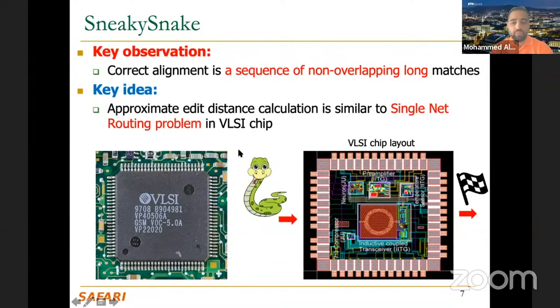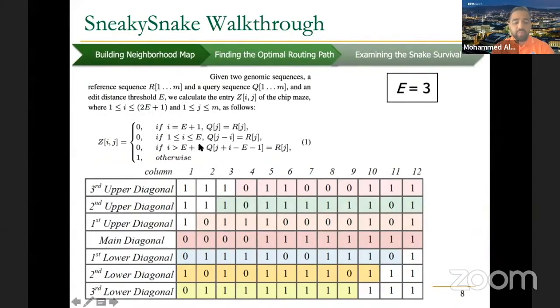Now, how do we solve it in reality? In the SneakySnake paper, we show the exact equation to build what we call the chip maze. For this chip maze, we calculate a binary matrix or a binary table using this equation. You can see the equation is very simple. You just need to track the i and j indices, and then you either fill or calculate the entry as 0 or 1. So for example, here, i and j are really the corresponding characters from both sequences.